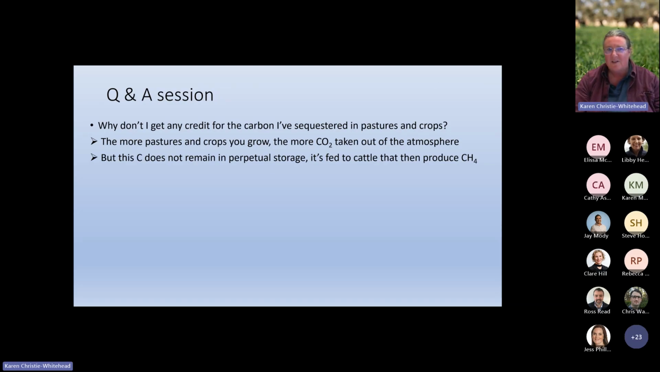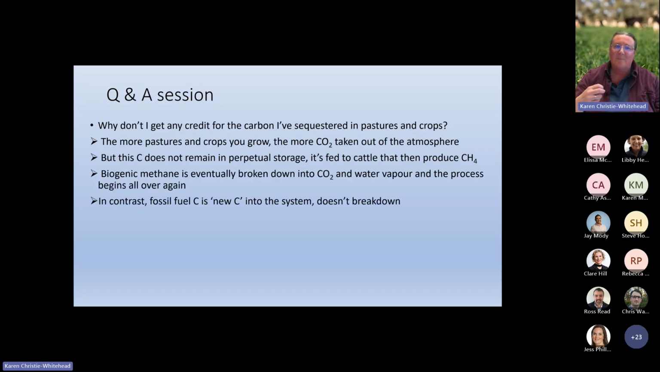But what's important is to know that carbon that you've taken out of the atmosphere does not remain in that crop of silage or that pasture. It's not there in perpetual storage like it would be if carbon dioxide came out of the atmosphere and went into trees, for example. That carbon is fed to the cattle, and then a component of that carbon fed to the animal produces methane, and the cycle continues. So it's important to know that that's biogenic methane.